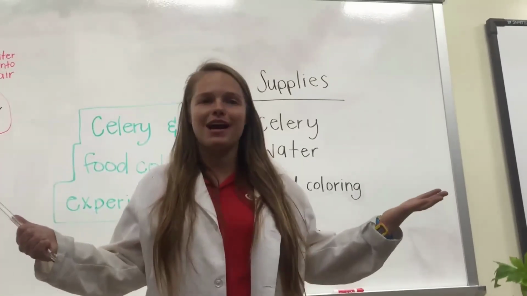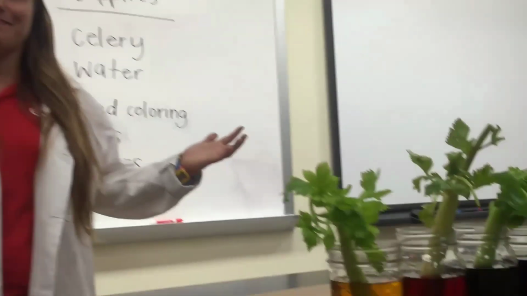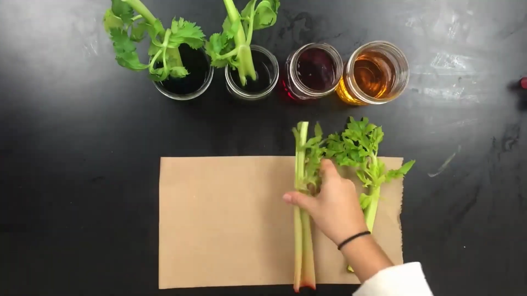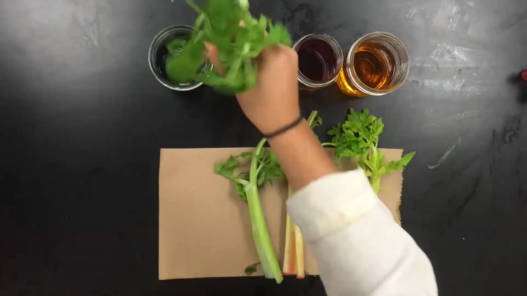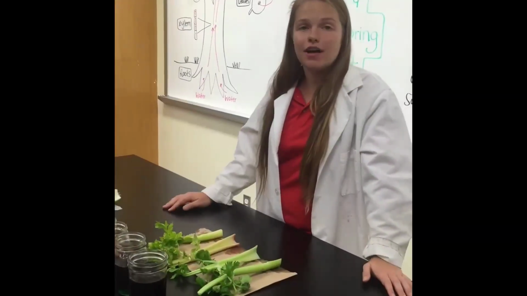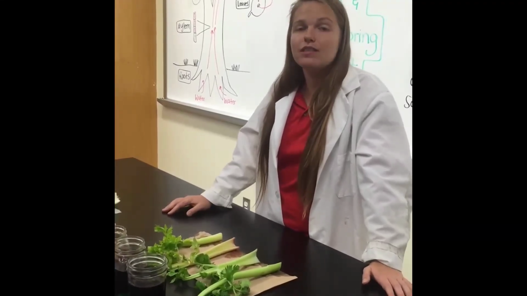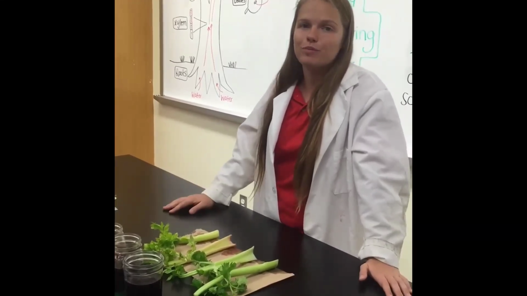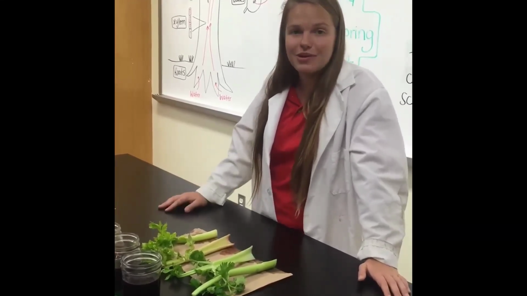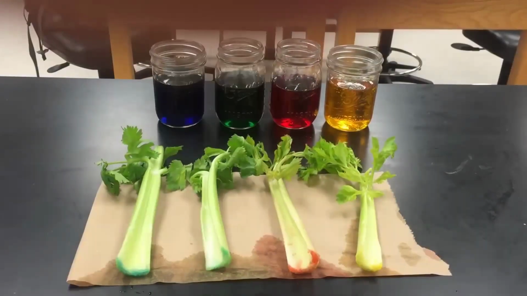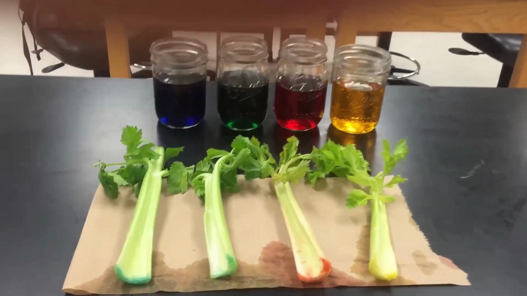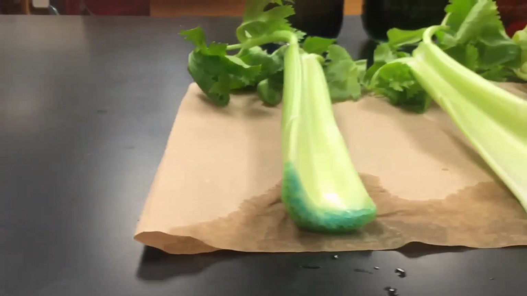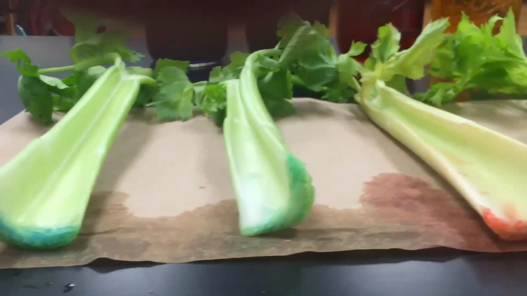Now that we've learned the science behind it, let's check on our celery. We left our celery in the colored water for about an hour and a half, but you can leave it in as long as you'd like. The longer the celery is in the water, the more color it'll absorb. Now let's take a closer look and see what happened to our celery. Oh my gosh, look at all those colors. It's easy to see that water was pulled up through the base of each celery stalk.